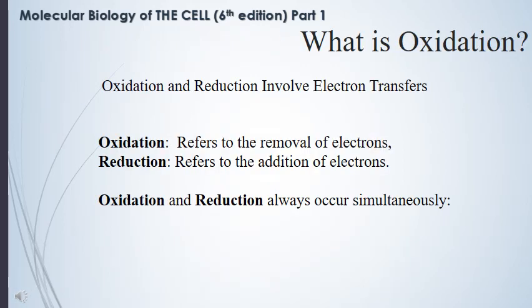So oxidation is burning or rust. But what does it really mean? Oxidation and reduction, which is the opposite of oxidation, involve electron transfer. In an oxidation reaction, an electron is removed. In a reduction reaction, an electron is added. So whenever we have an oxidation or reduction reaction, we always have both. One compound is oxidized, whereas the other one is reduced.